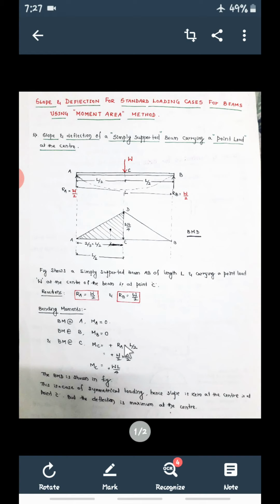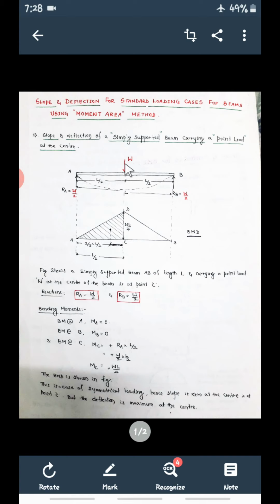Now see, RA into L by 2, and it is plus. Why is this plus? Because of this reaction, how does portion AC bend? This portion AC bends like this. If you push this upward, the bending will be like this, so this goes up and AC will be like this. It means it will be sagging, this portion is going to sag. Sagging means plus. So the bending moment at C is equal to plus RA into L by 2.